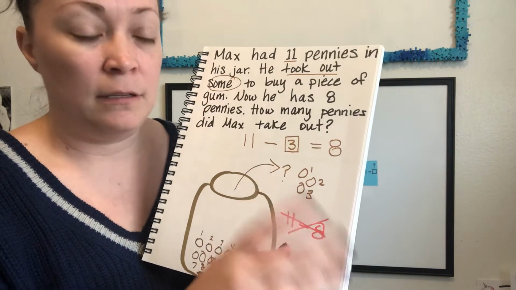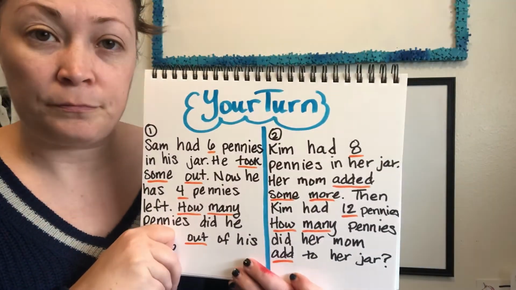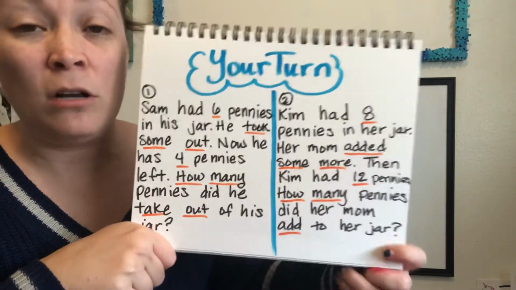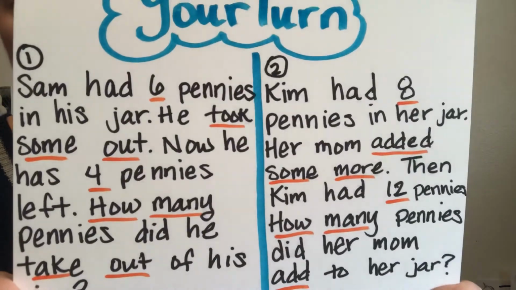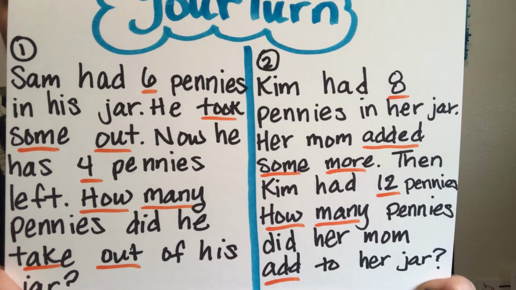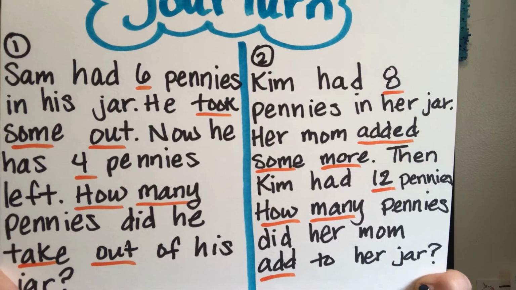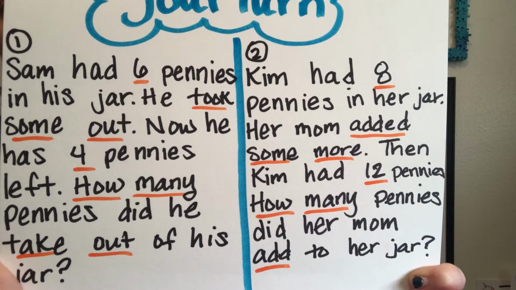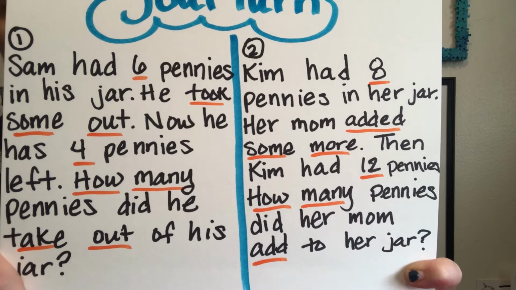Have a 4-star problem is what we call it. So let's look at your turn. So you can pause the video when I hold this closer and try these problems on your own. I'm also going to read them for you in case it's hard for you to read them. So number 1 says, Sam had 6 pennies in his jar. He took some out. Now he has 4 pennies left. How many pennies did he take out of his jar?